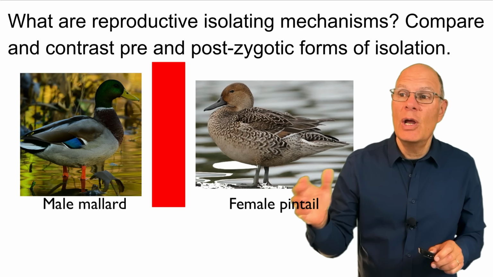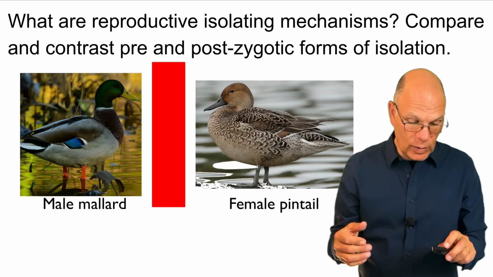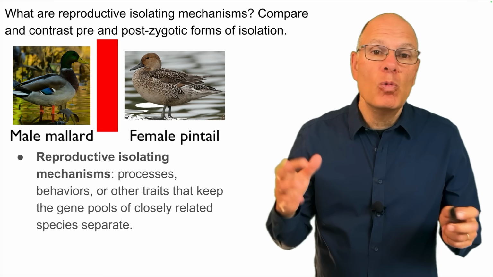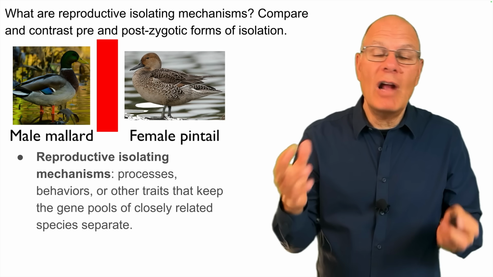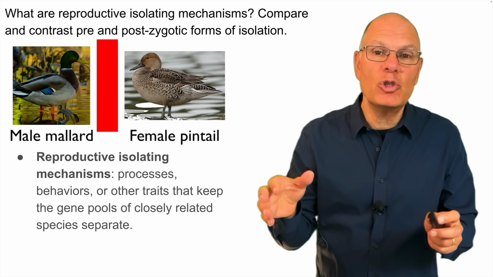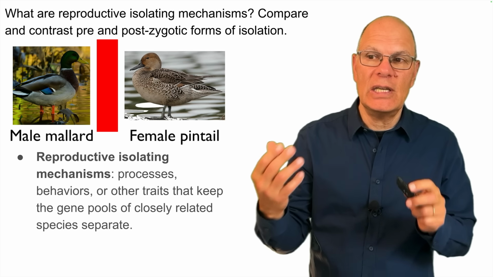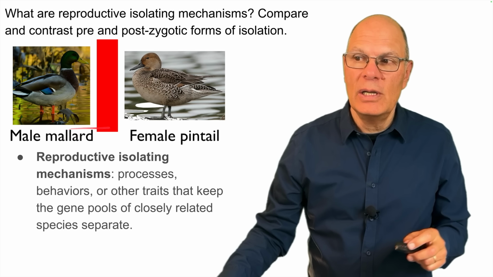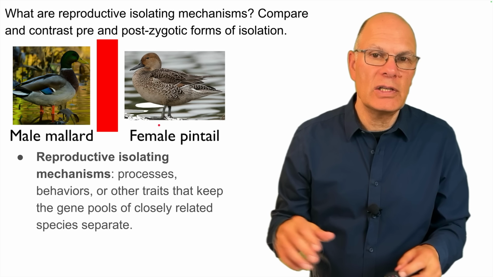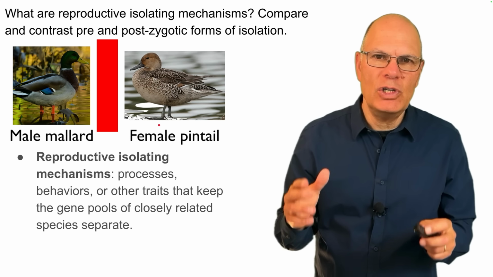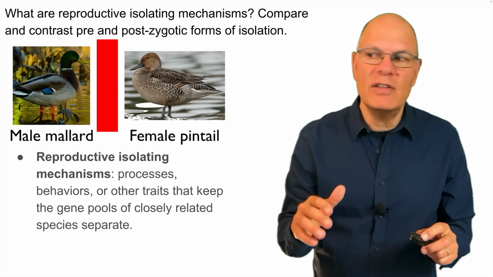Compare and contrast pre- and post-zygotic forms of isolation. Reproductive isolating mechanisms are processes, behaviors, or other traits that keep the gene pools of closely related species separate. Mallards, pintails, they're both ducks. How do they maintain separate gene pools? There are two kinds of barriers.